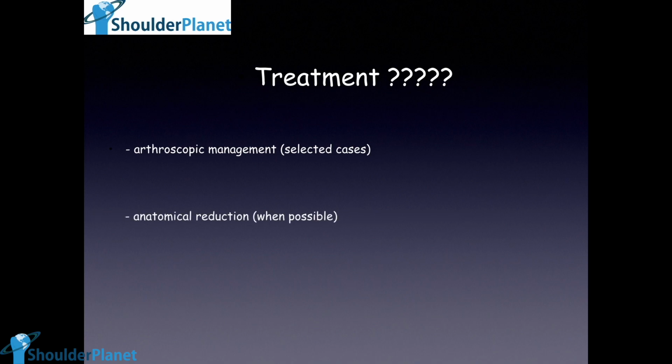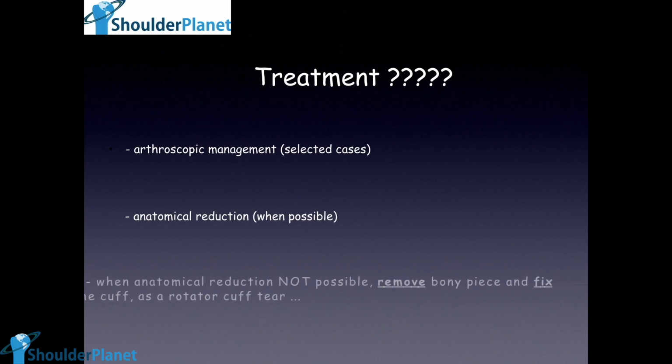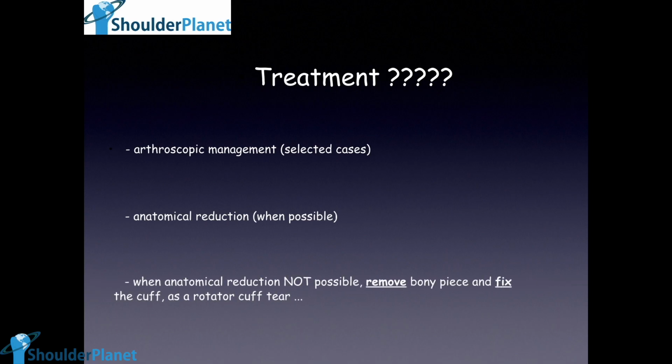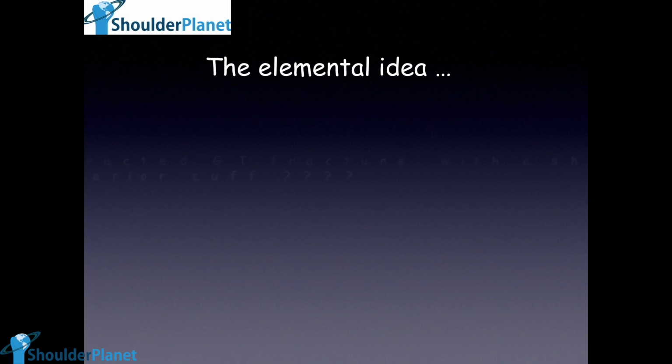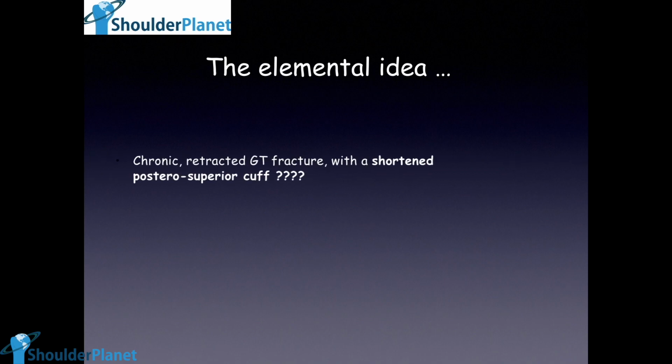Obviously, you try to reduce them when possible, but, and this is very important, when an anatomical reduction is not possible, what I strongly suggest is to remove the bony piece and fix the posterior superior cuff as a rotator cuff tear, many times with medialization of the footprint, which is something I love to do in chronic rotator cuff tears arthroscopically. So this is a very important idea for the juniors to understand.